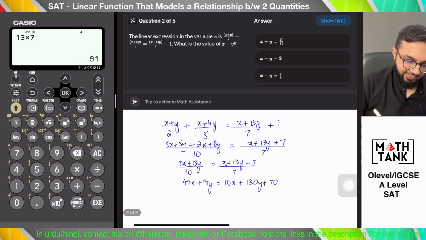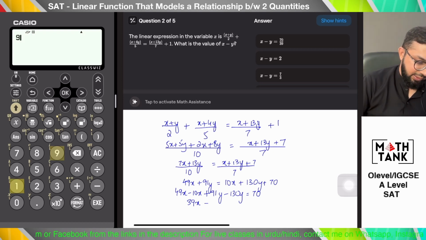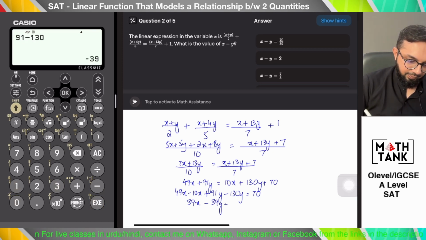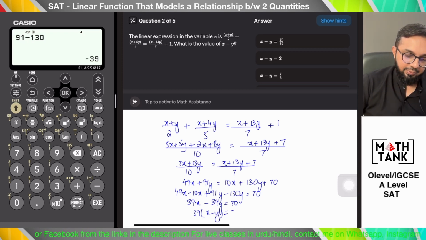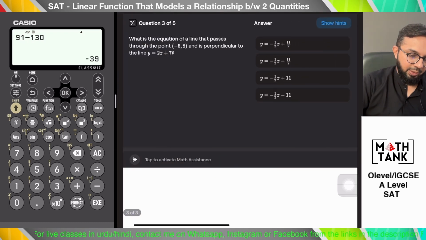I want x minus y, so let's gather everything on this side and see if we've reached somewhere. I see the numbers are very complicated. So 49 minus 10 is 39x. And I have a negative here. So what's 91 minus 130? That gives me 39 as well. That makes my life easier. I can factor out 39 and say that the other side will then be 70 over 39. I hope that's the correct answer.